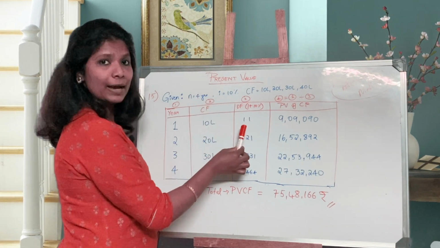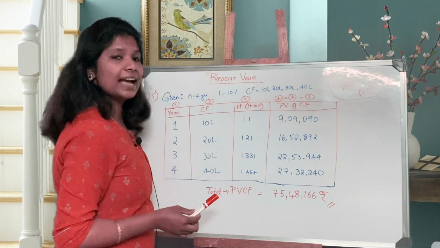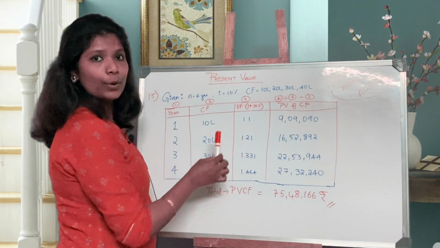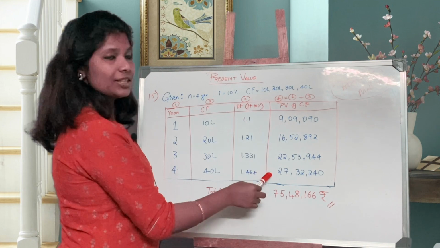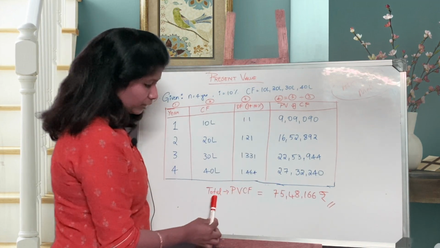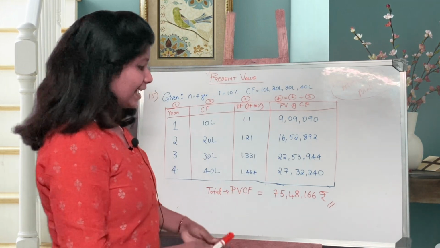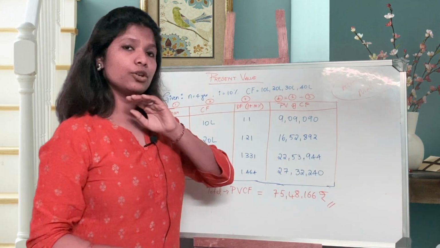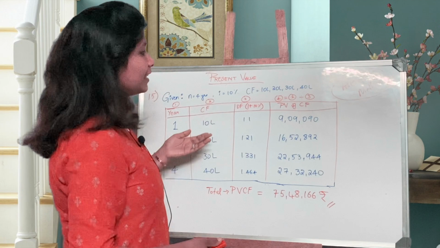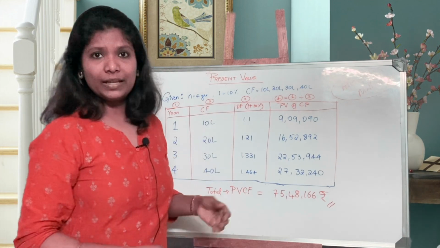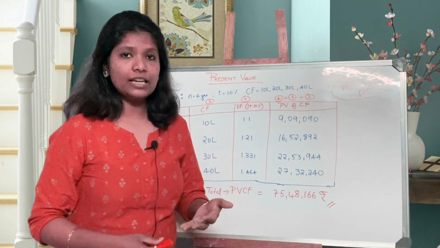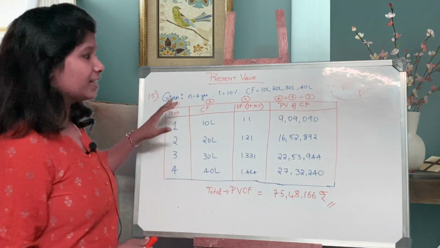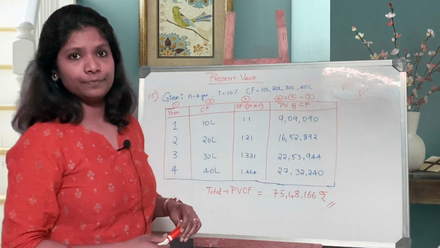10 lakh divided by 1.1 is 9 lakh 9,090 rupees, and so on. 20 lakh divided by 1.21. So once you find all the values, total it up. So the total present value of cash flows is 75 lakh 48,166. So whether you do it the formula way or the table way, the answer will be the same. So whichever is easier for you, you can choose that method, either the formula method or the table format.